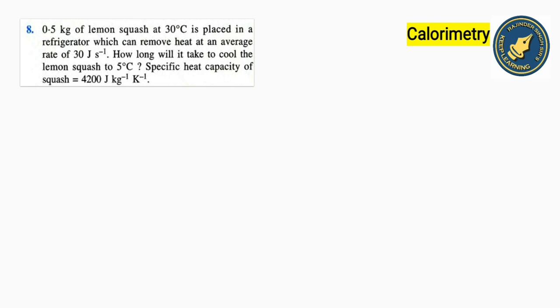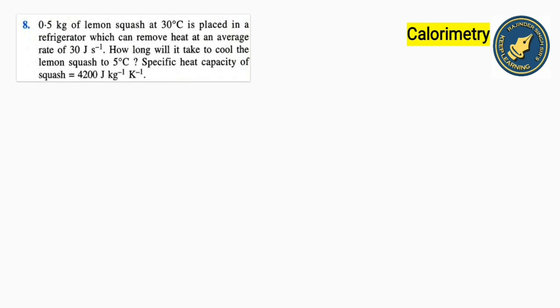Question number 8, 0.5 kg of lemon squash. Now what is this lemon squash over here? That is nothing but water, sir. How do you know? Look at the value of specific heat capacity, 4200 joules per kg per Kelvin. That is the specific heat capacity of lemon squash. That is water only. But they have already specified at the end of the sum, specific heat capacity of lemon squash is. Okay, so don't worry what it is. Writing the data.